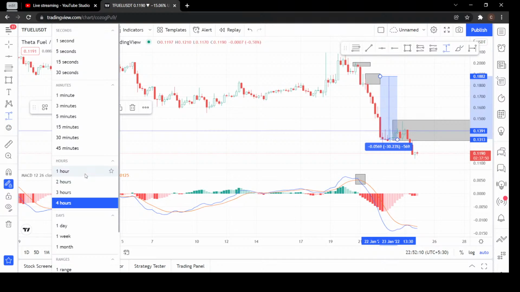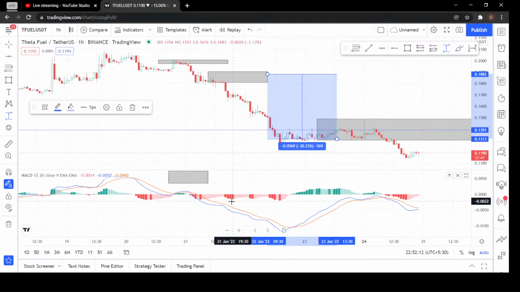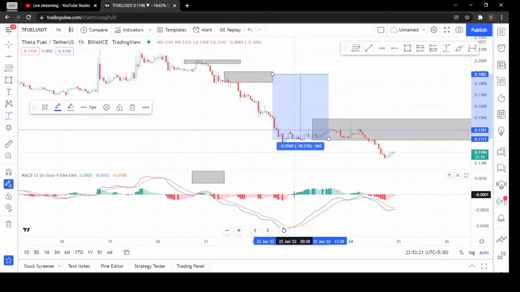If you go to 1 hour, this here was bullish. Then it turned bearish later. So you never know. And then it turned bearish again. So you go to different levels, you will see different things. So how will you come to an explanation that which one to trust?